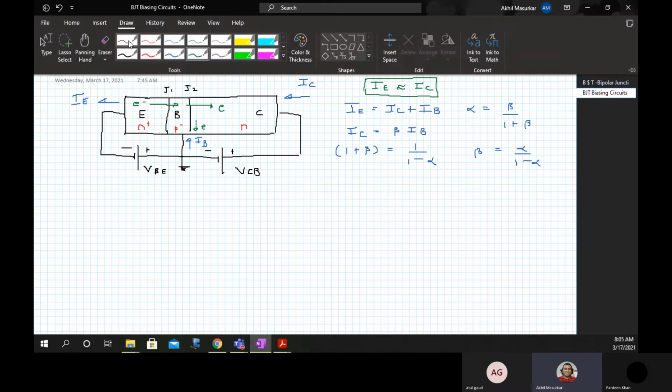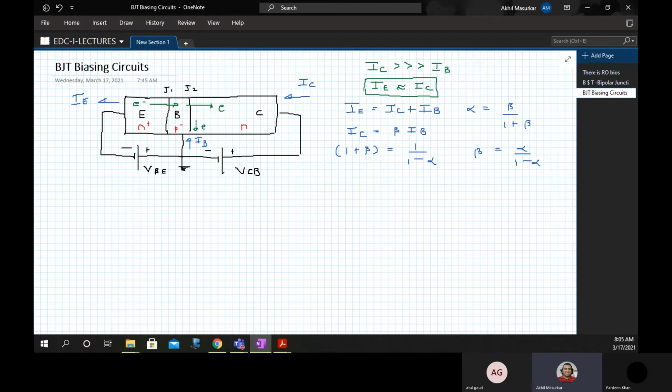Now today we are going to do the concept of DC load line. Based on the above, we are going to do the concept of DC load line and region of operation. So in which region should we generally operate the transistor?